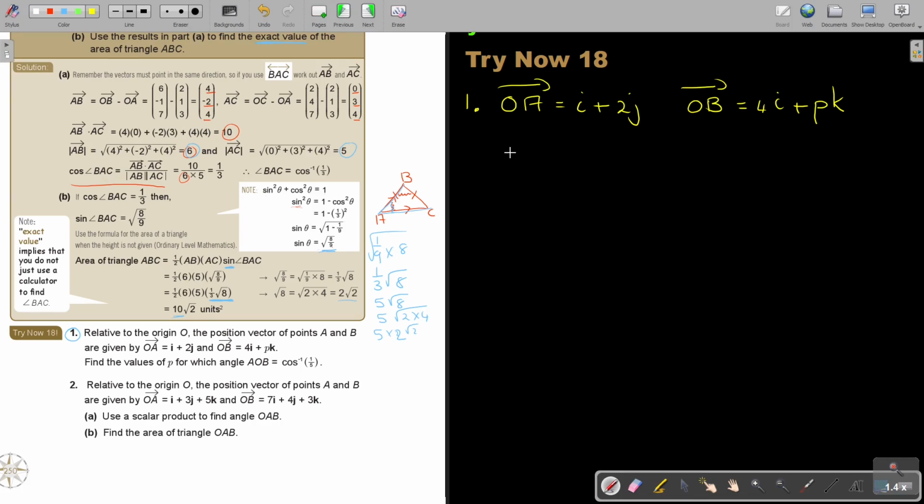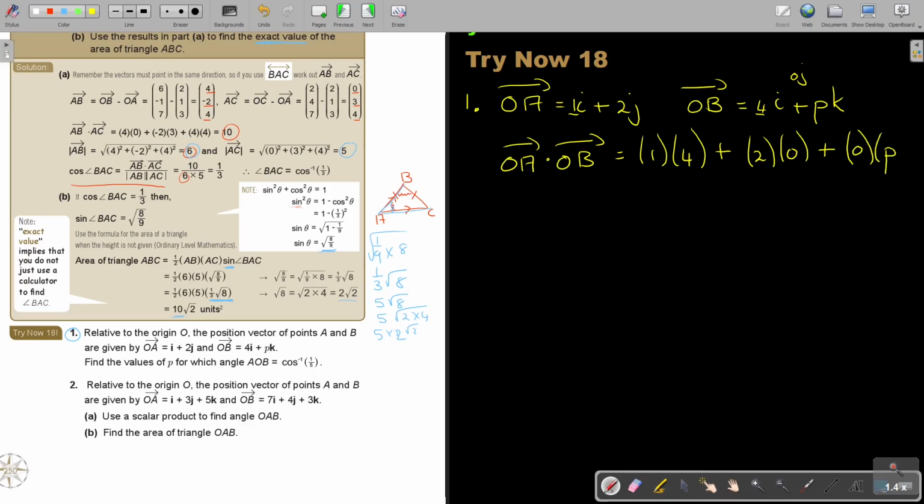So let's just quickly see. I'm going to find my scalar product. So it's OA times OB. And that is going to be, remember there's a 1. So 1 times 4, plus, oh, see there's a 0j. So that's why it's 2 times 0, plus, and there's no k again. And there's a p. Okay, let's just see, it was just i and j, and this was 4i plus pk. So this is just going to be 4, because that is going to be 0, 0. Okay, so it's only 4.